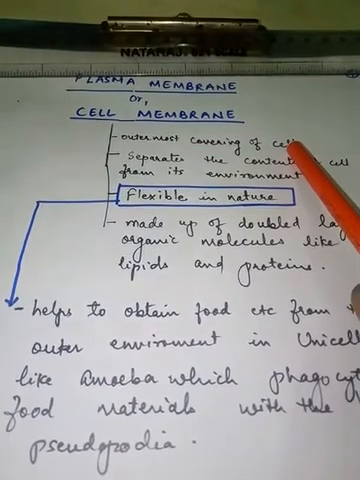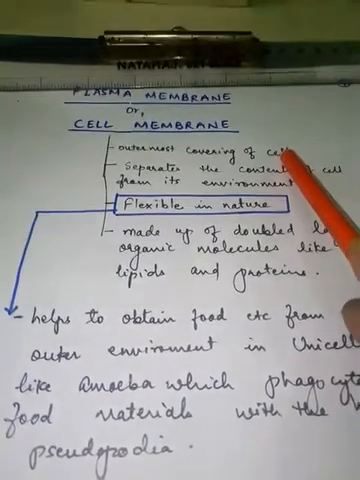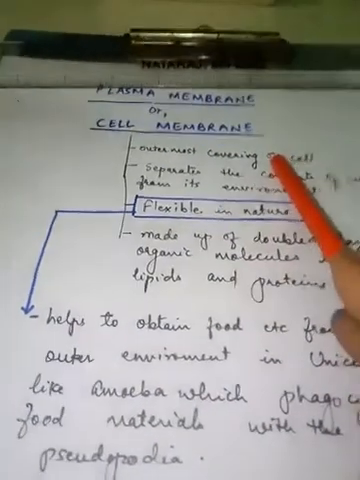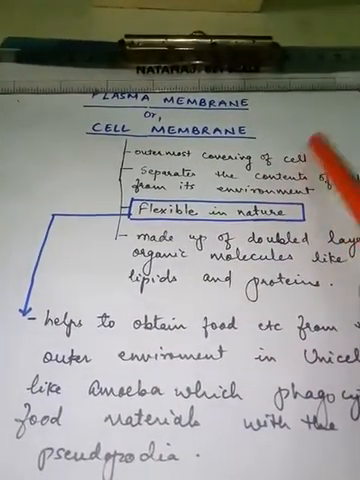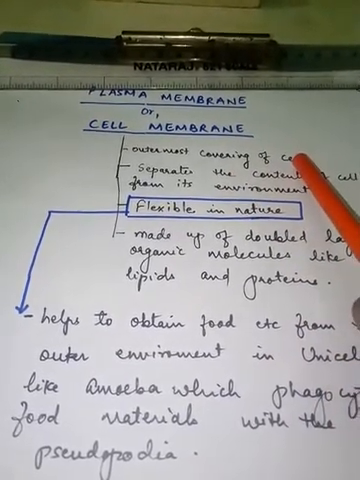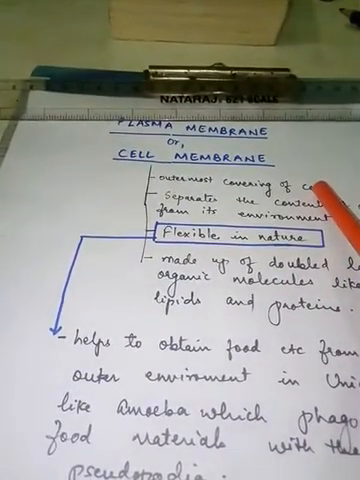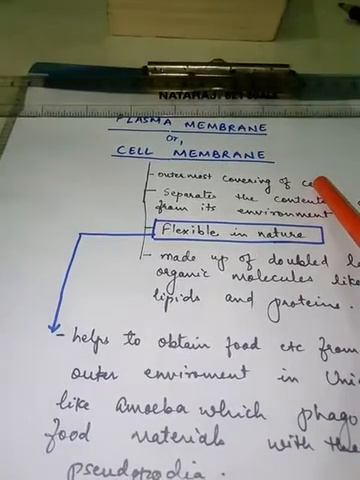And we are talking about the animal cell. In animal cell, it is the outermost covering. In plant cell, outermost covering will be cell wall, which we will see later on. But cell membrane is also present in plant cell, but it will remain inside the cell wall.